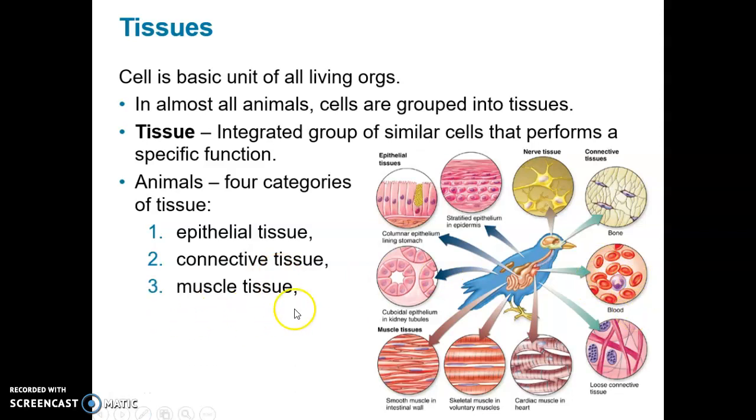Then we have muscle tissue. Mentioned that already. Type of tissue that's involved in movement of some sort. And then lastly, the integrating tissue that helps coordinate everything is nervous tissue. Brain and spinal cord in humans.